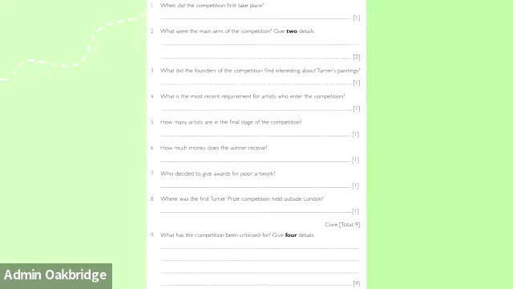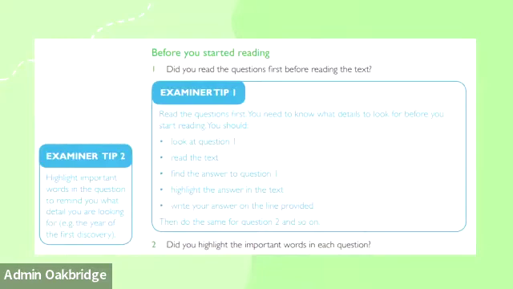So let's have a look at some of the techniques on how you should answer. First thing, before you actually start reading, you need to make sure you read the questions first. All those 9 questions. You have to go through the questions before you actually start reading the passage.